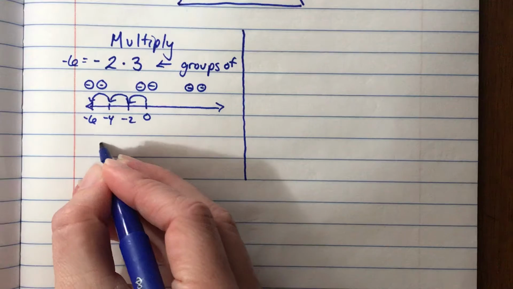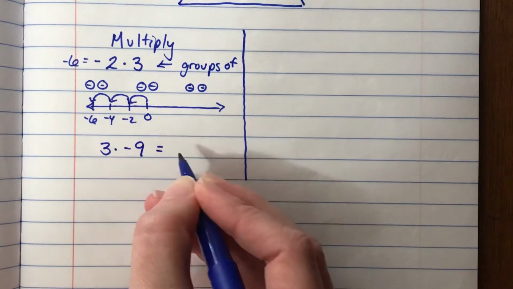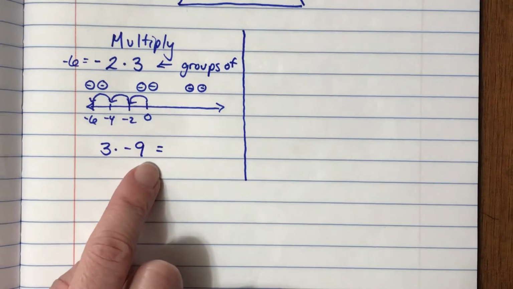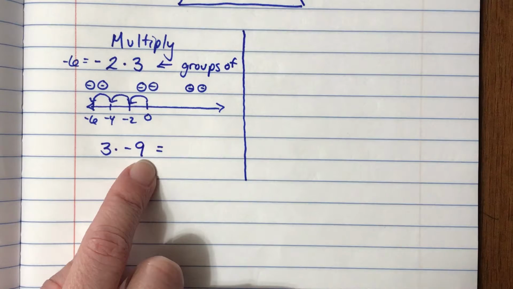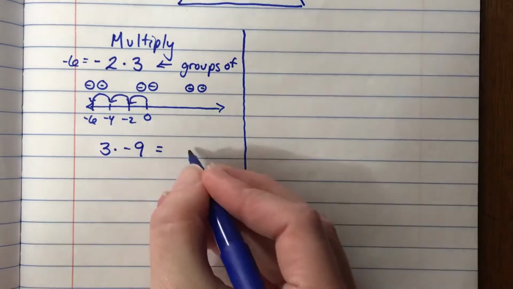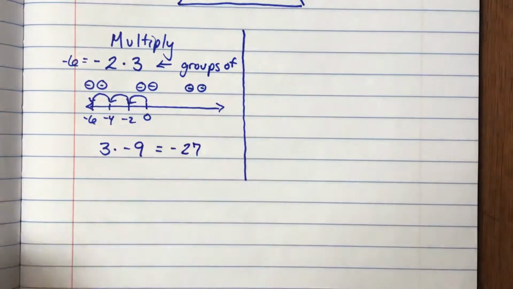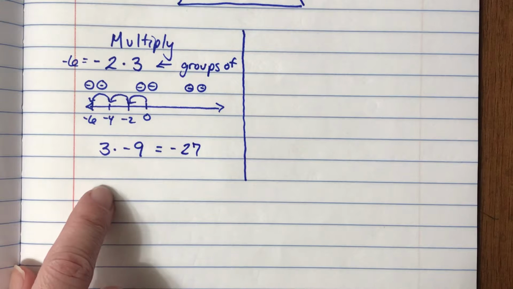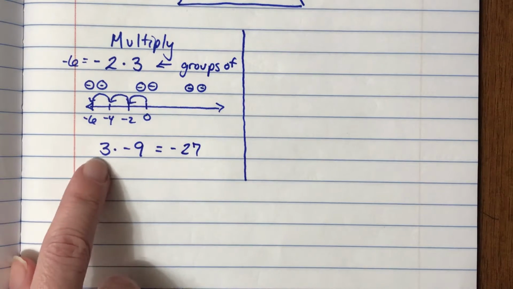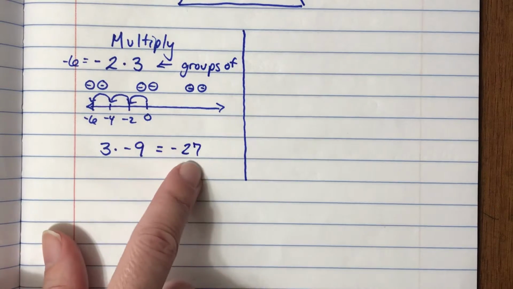So let's do that with just a different problem. Let's do 3 times -9. So this would be 3 groups of -9. Well, what is 3 times 9? What would 3 groups of 9 look like? Well, 3 times 9 is 27, but since they're groups of -9, the answer is just going to be negative. So actually, if you know your multiplication tables, multiplying integers is not that bad. You're still just doing regular multiplication, 3 times 9. It's just if one of the numbers happens to be negative, your answer is going to be negative.